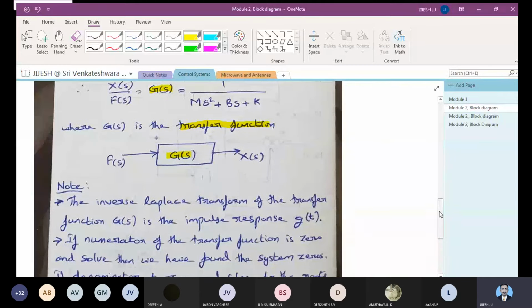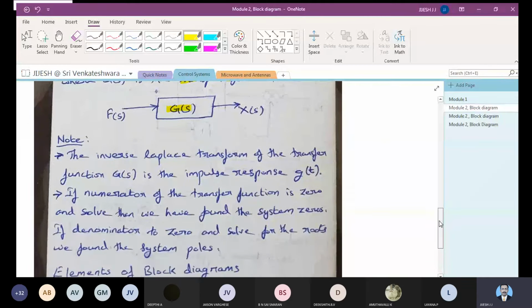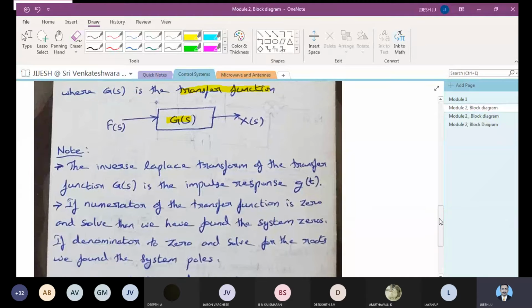You just need to remember these things. The inverse Laplace transform of the transfer function G(s) is the impulse response g(t). If you have taken the Laplace transform and now take the inverse Laplace transform, you will get the impulse response. You call that the impulse response, and it is denoted by small letter g(t).